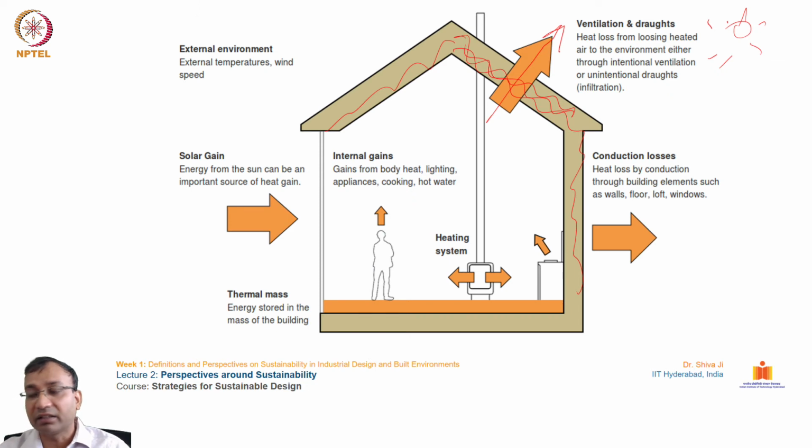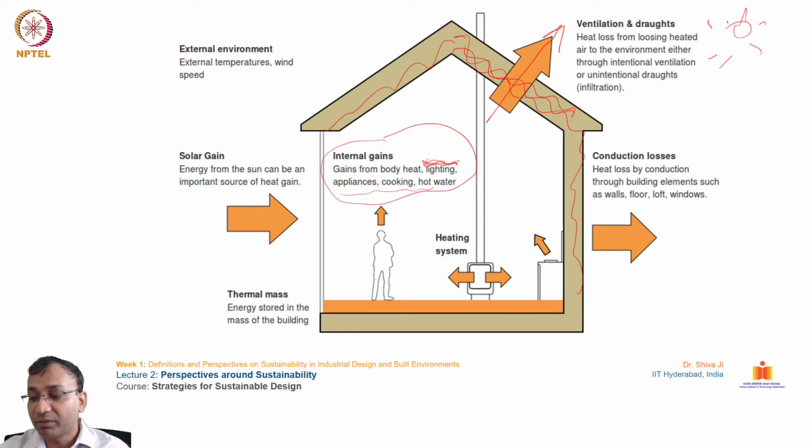So that is the illustration given over here. The ventilation and rods can be controlled using applicable materials. And in internal gains, if you see over here, the gains from body heat, because humans also produce heat inside the spaces, and lighting also creates some heat load.